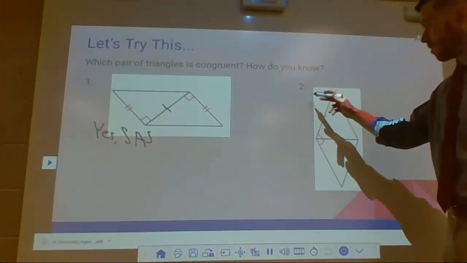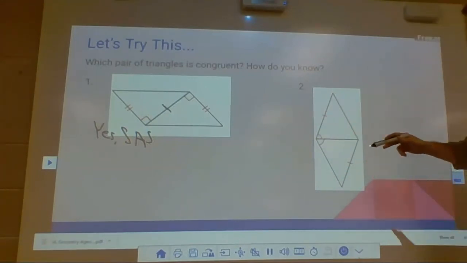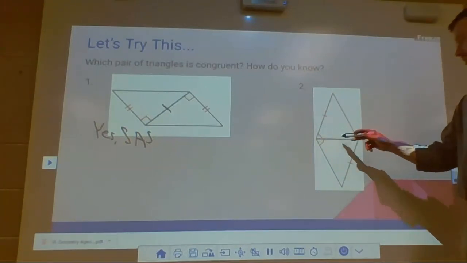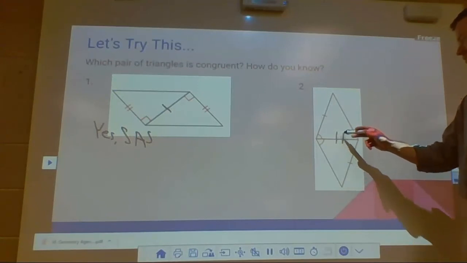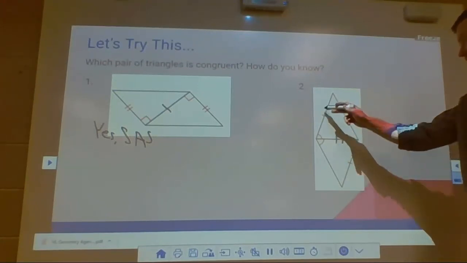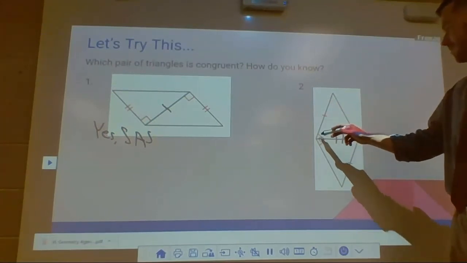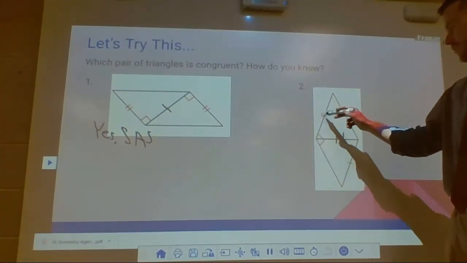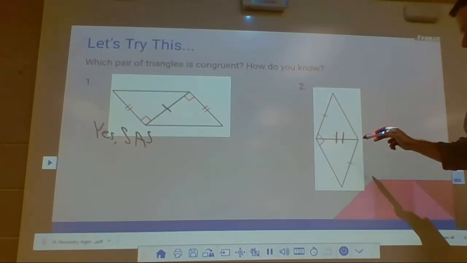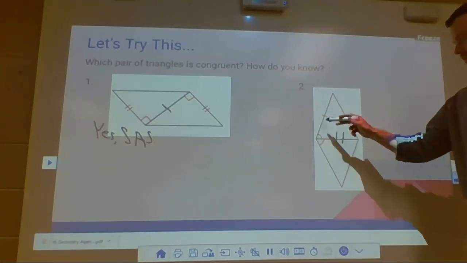Now let's look at this problem. We have 2 triangles, and we also see that they share a side. So we know that this side is going to be congruent. So I'm using 2 tick marks because this has 1 tick mark. All right, so now I see there's an included angle between these 2 congruent sides. So it looks like we might have SAS here.